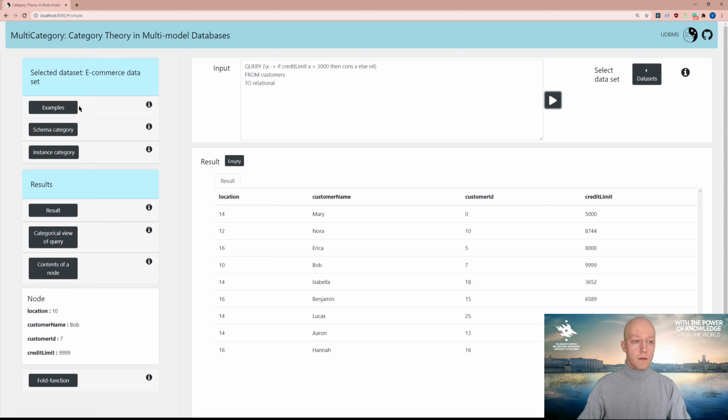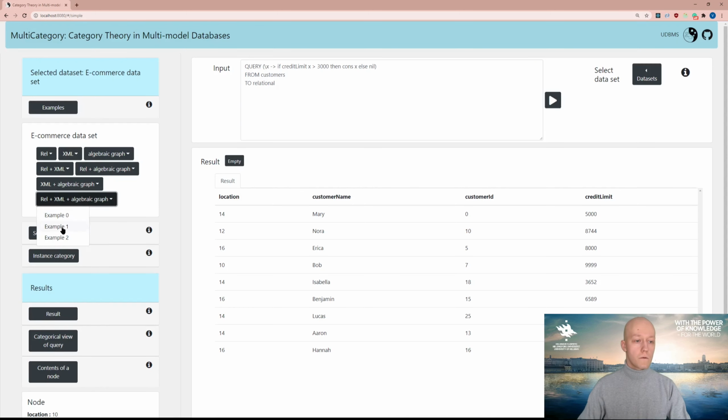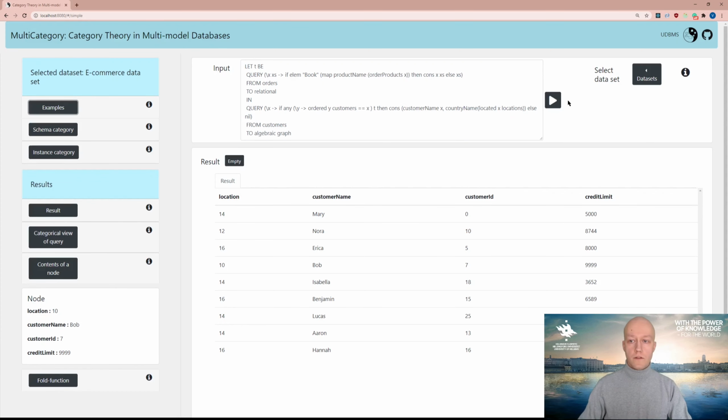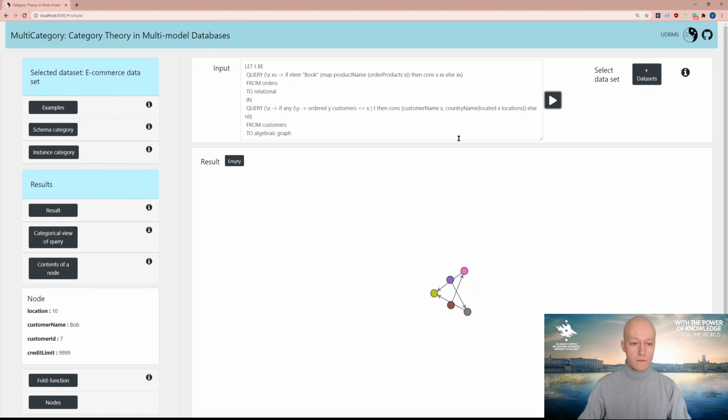In the second example, the user queries those customers who have purchased a book. Also, location information from the locations table is included in the graph. This query combines graph, hierarchical and relational models, since orders are stored in XML, customers are stored in a graph, and locations are stored in a table.